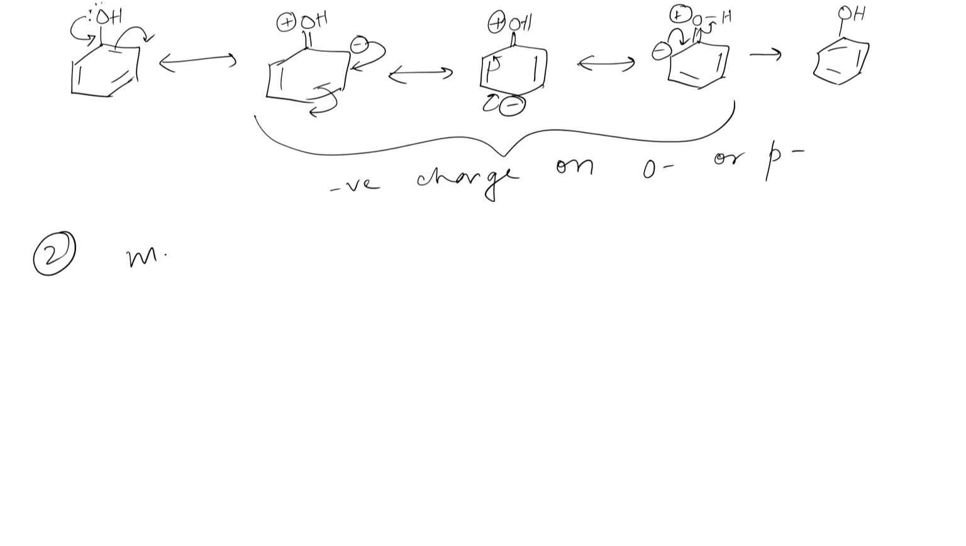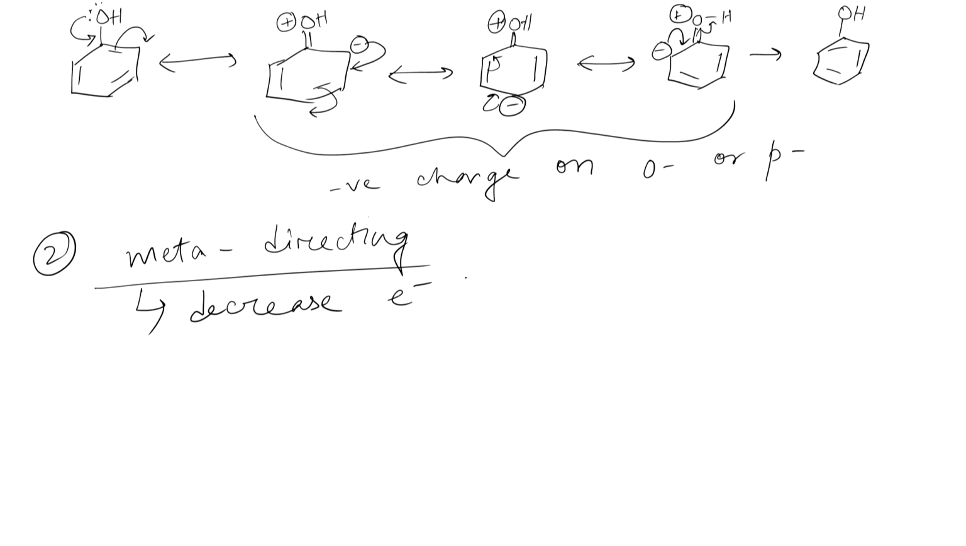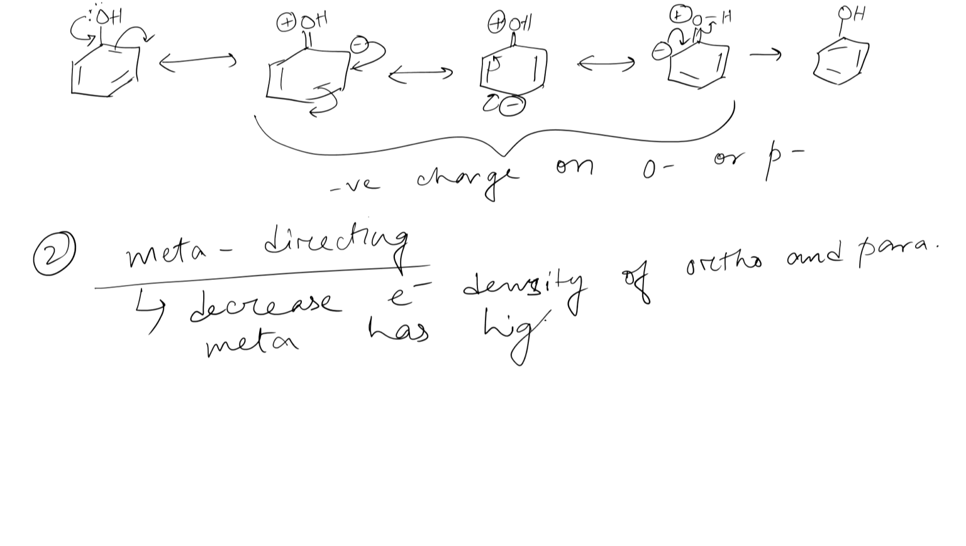The second type is meta-directing. So, meta-directing groups actually do not increase the electron density of meta position, they decrease the electron density of ortho and para. Okay. So, since they decrease electron density of ortho and para, so now meta has higher electron density.